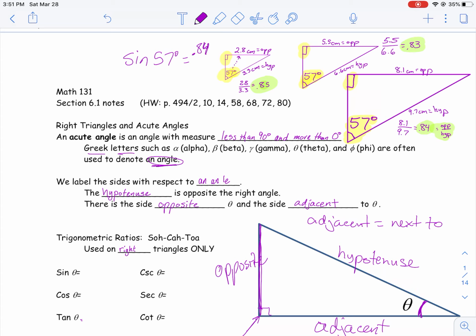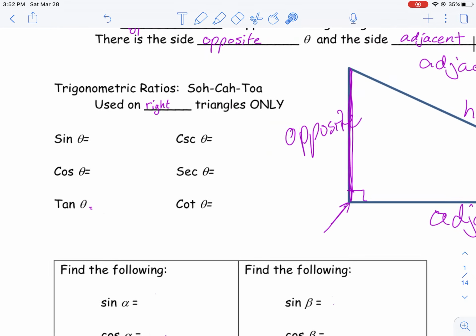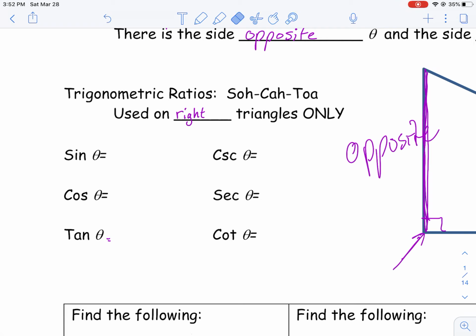What the calculator is doing is it's just storing the ratio. When you see the word sine, it's really just saying, give me a right triangle with a 57 degree angle. I don't care how big or how small it is. When I take the opposite side divided by the hypotenuse, the calculator is just storing that ratio of 0.84. Okay? And so when we work with trig functions, they're really just telling us different ratios.